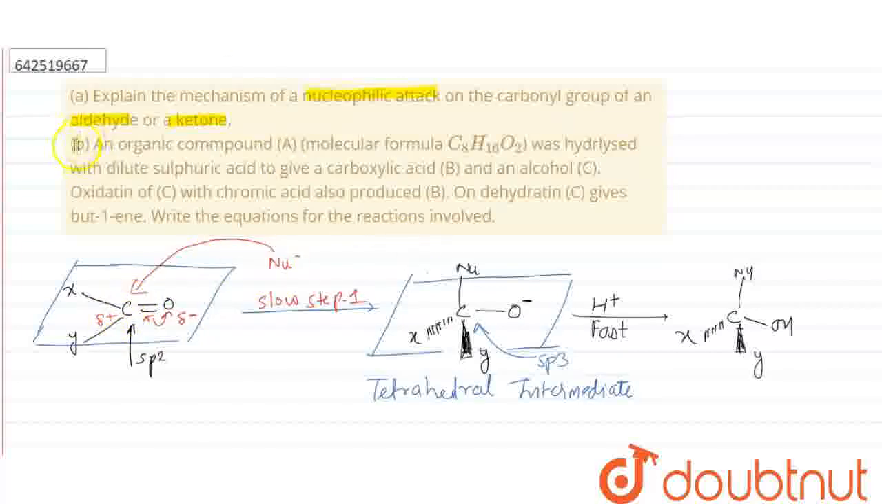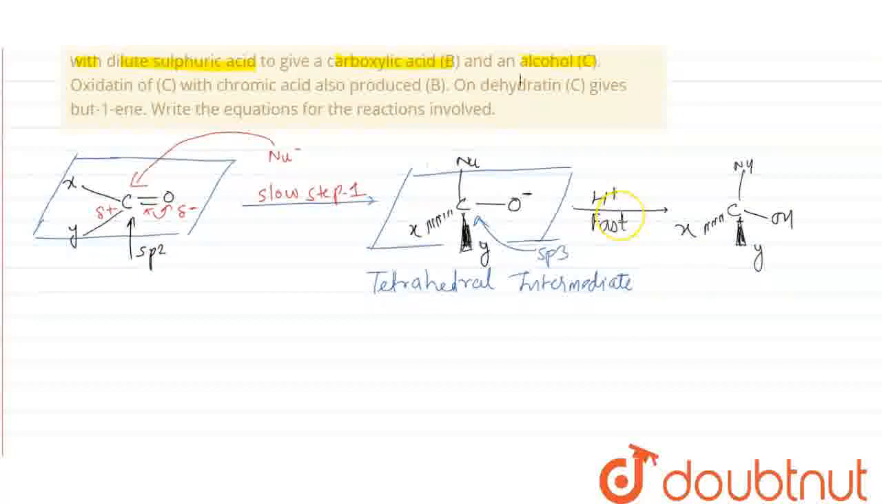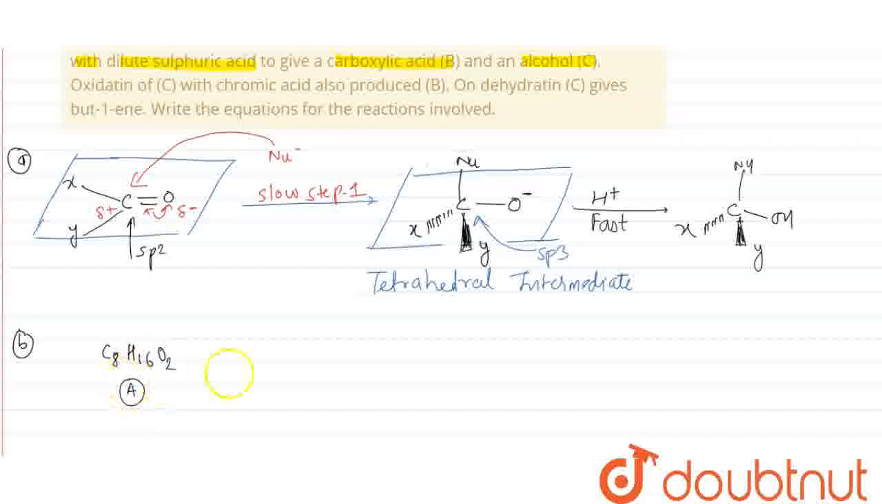Now, the second part of the question is that the organic compound A, having molecular formula C8H16O2, was hydrolyzed with dilute sulphuric acid to give a carboxylic acid B and alcohol C. Okay, so let's first write the conditions. Okay, this was our A part. Now B part. We have an organic compound A. This formula is C8H16O2. This is our compound A.